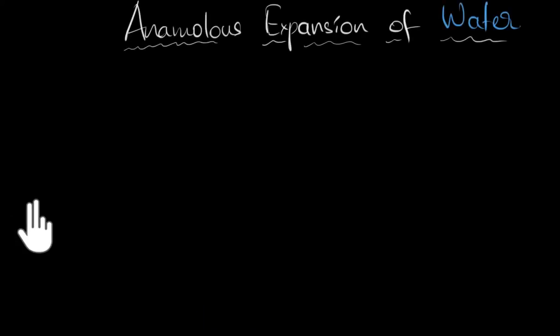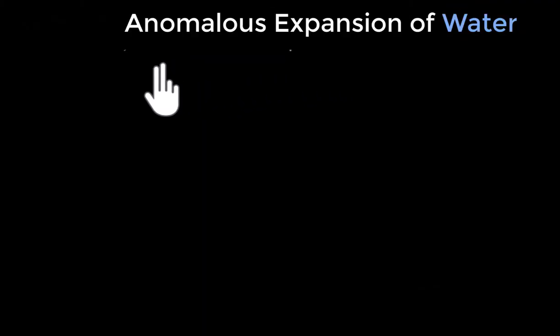Water has quite a few unusual properties. One of them is famously called the anomalous expansion. So we'll talk about what this is and what are its consequences. All right, let's begin. Let's start with the meaning of this.